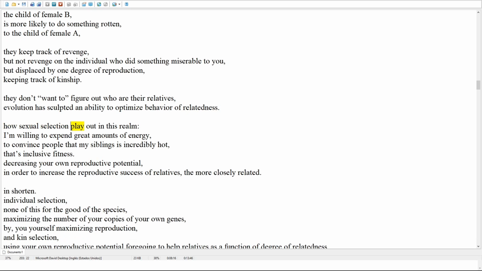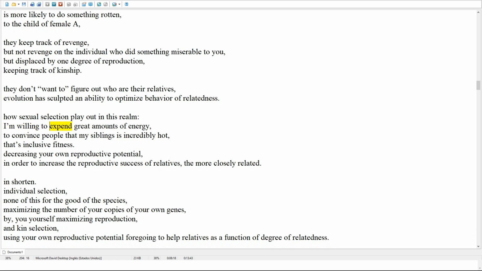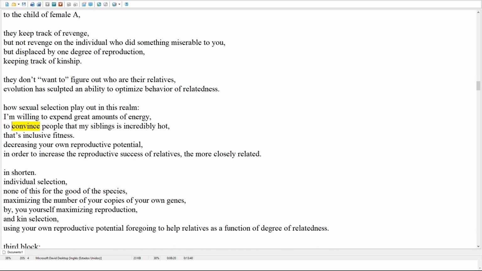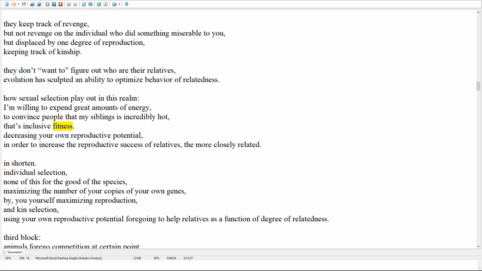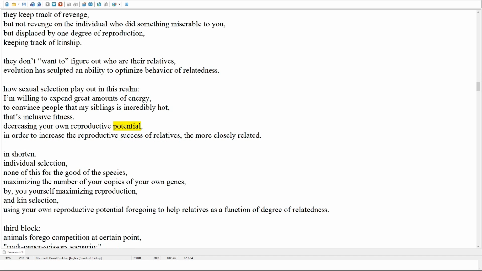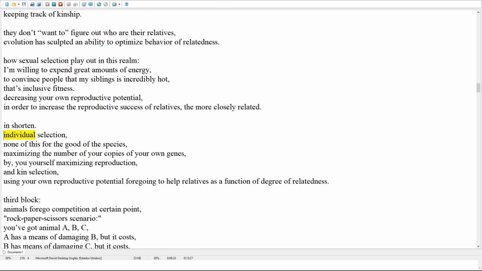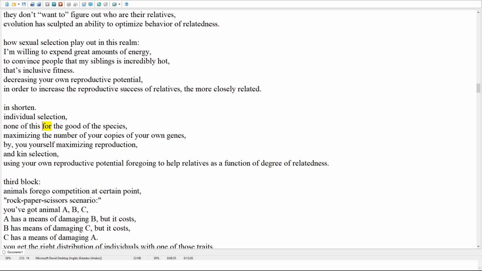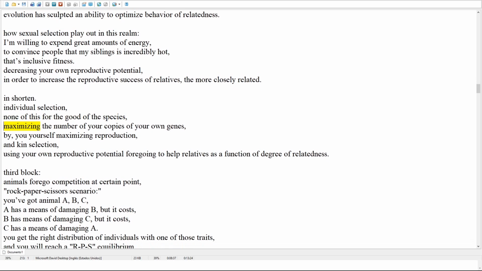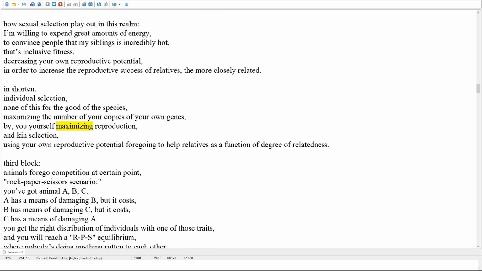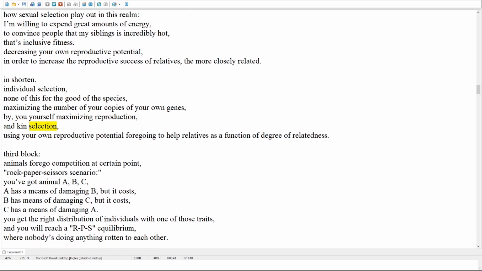How does sexual selection play out in this realm? I'm willing to expend great amounts of energy to convince people that my sibling is incredibly hot. That's inclusive fitness. Decreasing your own reproductive potential in order to increase the reproductive success of relatives, the more closely related. In short, individual selection: none of this for the good of the species. Maximizing the number of copies of your own genes, by yourself maximizing reproduction. And kin selection.